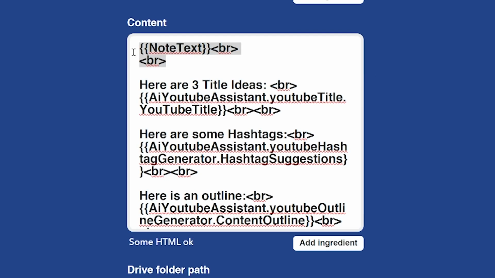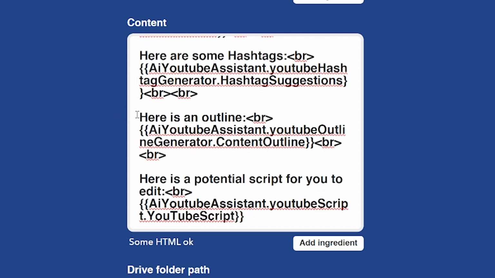So it goes note text, then 2 line breaks. Then the words 3 title ideas, a line break, and our 3 title ideas that were generated for us. Then we move down and repeat the process for hashtags, our outline, and finally our script.